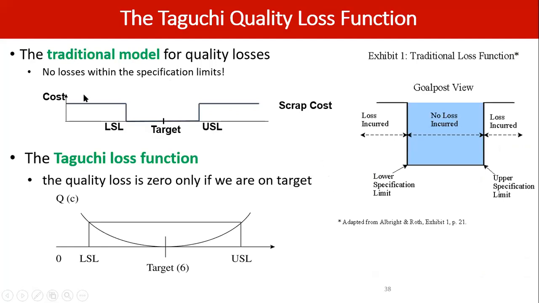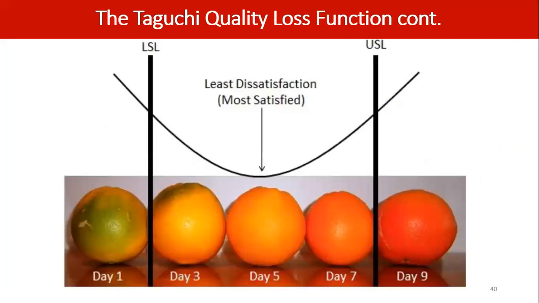Loss function, Taguchi's loss function. This is the target, LSL and USL is there. I think these things are easy to understand. This is a very good example for that one. We need this quality, but lower specification is there and upper specification level is there. So normally we consume these three oranges, but we need only this one. So there are some losses. In Taguchi's quality loss function, we can calculate the loss. We can quantitatively calculate.